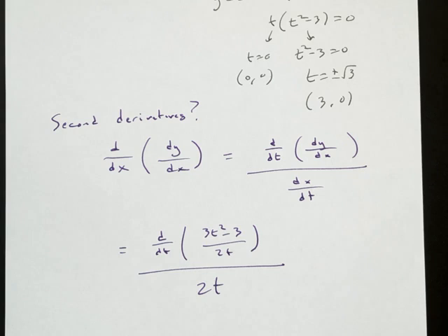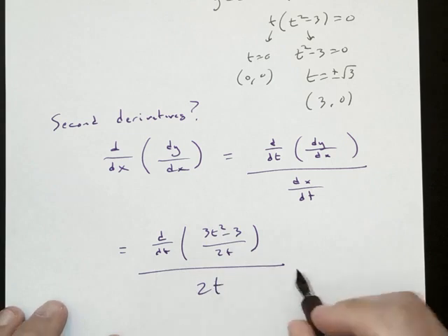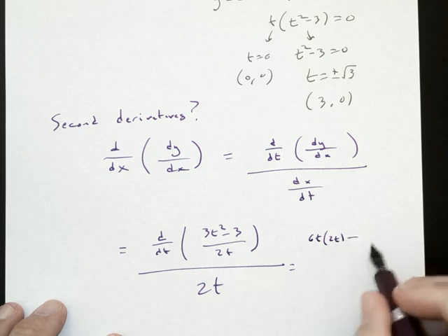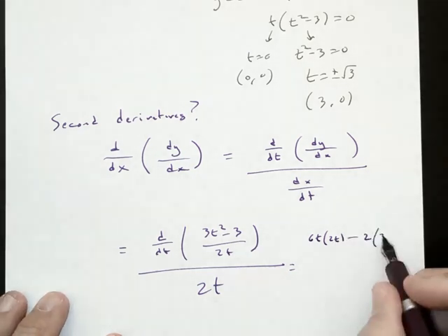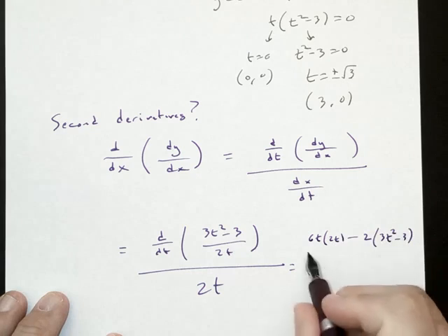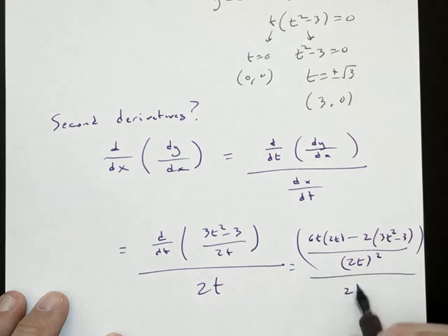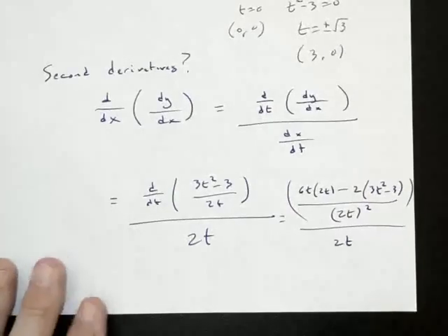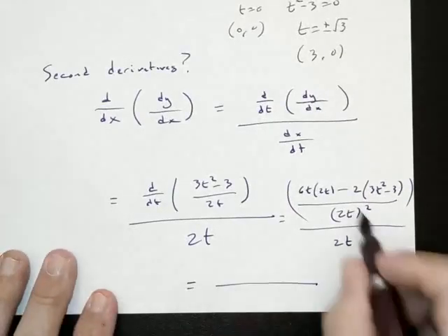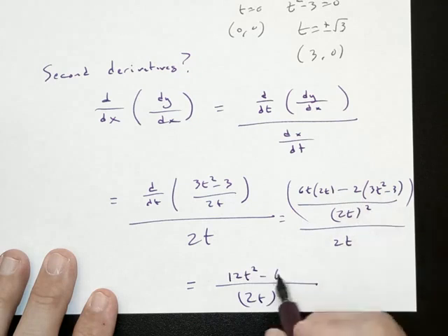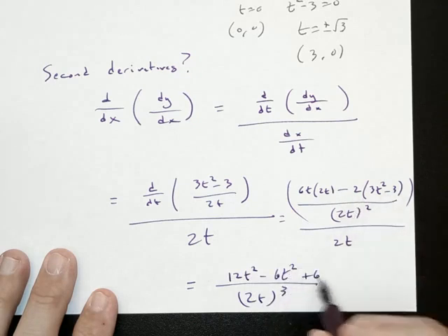Unfortunately, that means I've got to do the quotient rule here. Derivative of the top times the bottom minus derivative of the bottom times the top, over the bottom squared. So on the bottom, I'm going to get a 2t cubed. And on the top, I get 12t squared minus 6t squared plus 6.